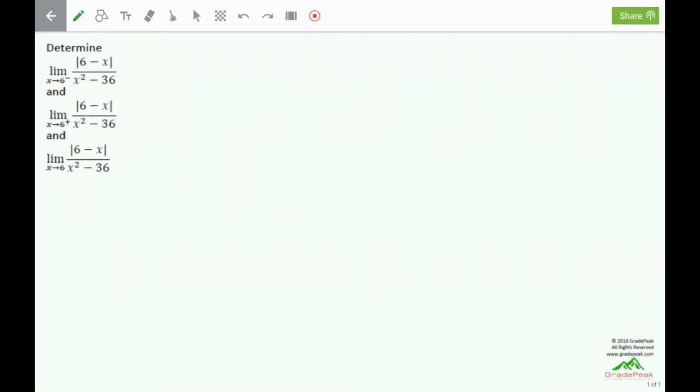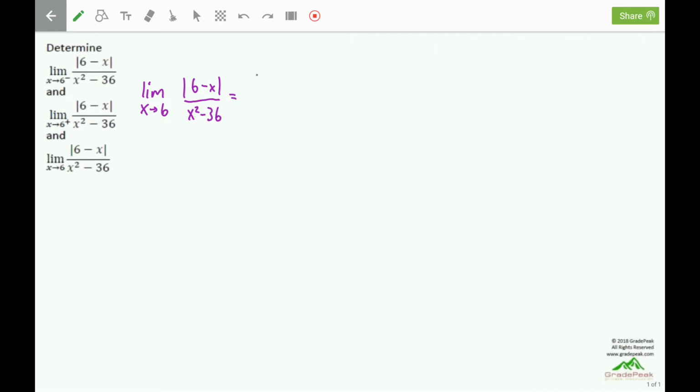Determine the left-sided limit, the right-sided limit, and the two-sided limit as x goes to 6 of the absolute value of 6 minus x over x squared minus 36. Each of these limits involves the limit as x goes to 6 of the absolute value of 6 minus x over x squared minus 36.